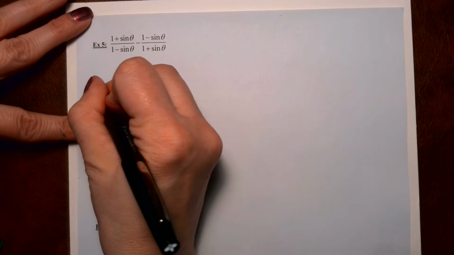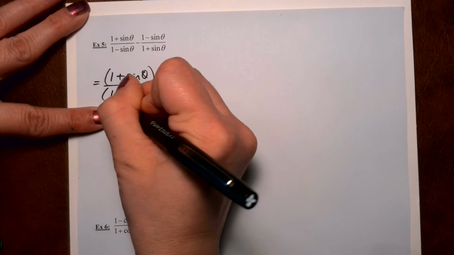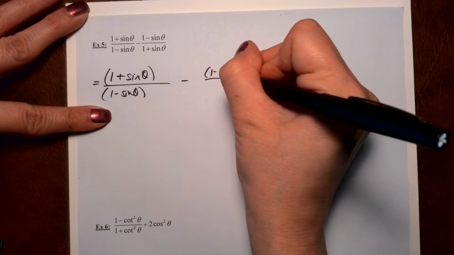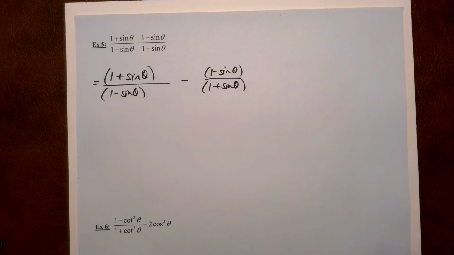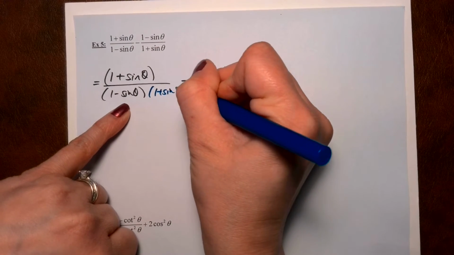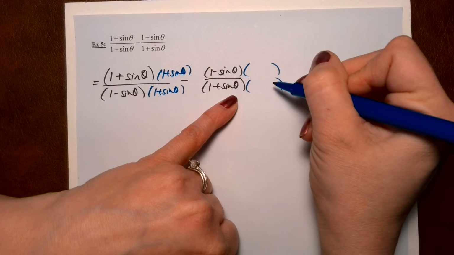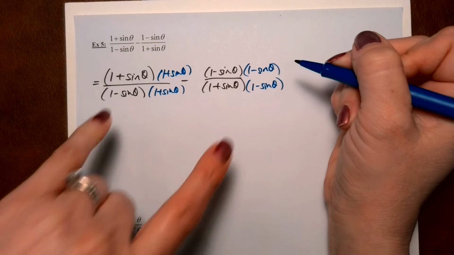How do you subtract fractions? We're going to have to make some common denominators. Let me just start by writing the problem out with some parentheses around these quantities. Maybe I'll leave some space for the common denominator work. Okay, so the first fraction is going to get 1 plus sine of theta, top and bottom. And the second fraction here needs to get 1 minus sine of theta, top and bottom.